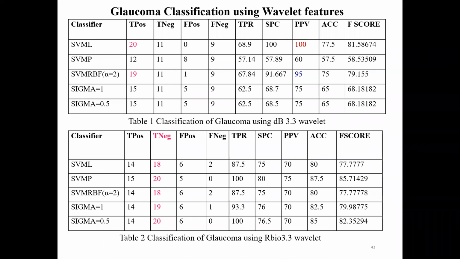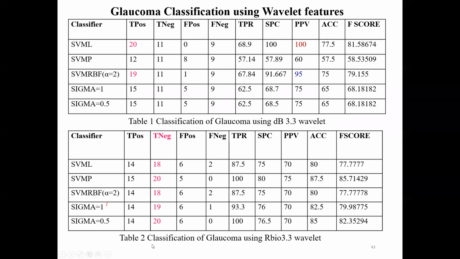A MATLAB based implementation is done for glaucoma classification using wavelet features, and the classifiers taken are SVML, SVMP, and SVM with the radial basis function, in which sigma, the constant, is taken as 0.5. This is classification of glaucoma using dB wavelet.